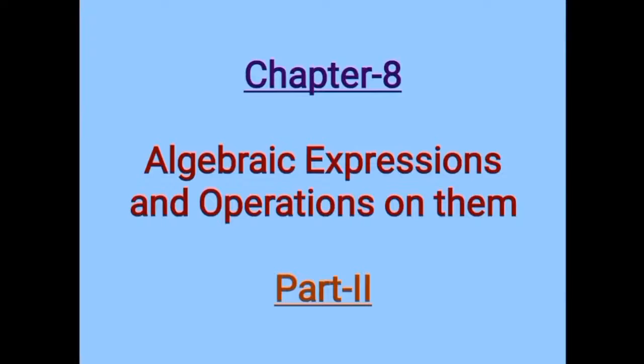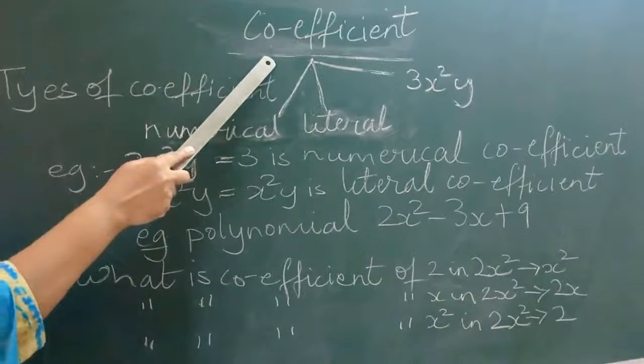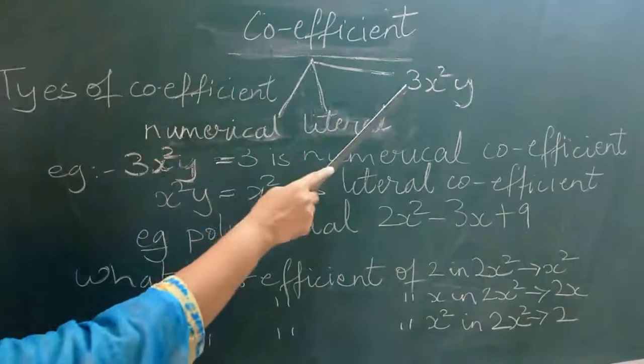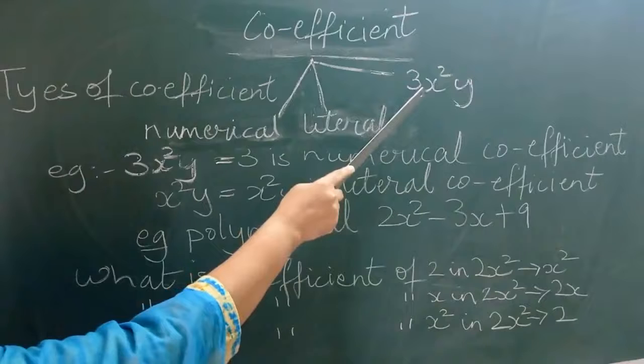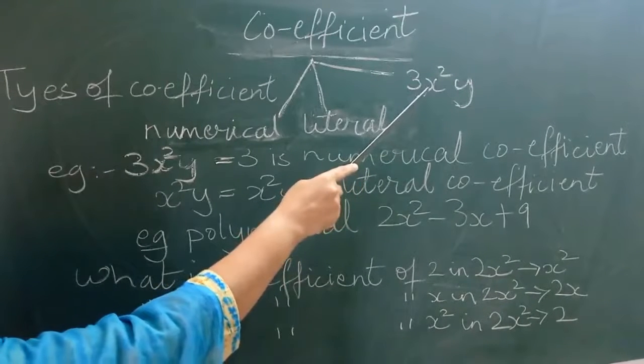Welcome back, students. Here we are going to start with part 2 of chapter number 8, Algebraic Expression. Now let us learn about the coefficient. What is a coefficient? Let us see with the help of an example. I have taken a term 3x square y. It is an algebraic expression and a monomial.